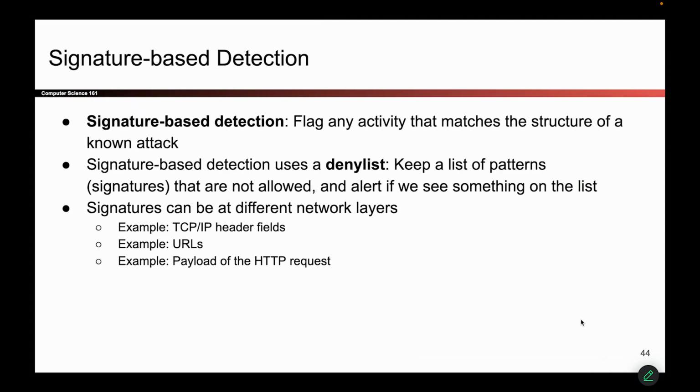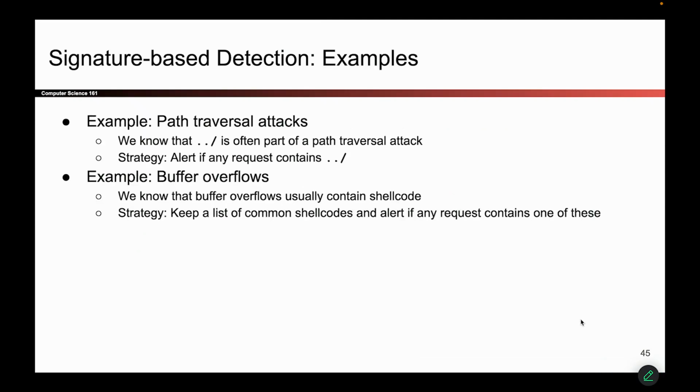So here are some examples. Going back to our path traversal attack example, we know that it seems like most path traversal attacks that try to go up one level and then come back down use that shorthand. So maybe our signature for path traversal is those characters. And if we see a request with them, we flag and say it's a path traversal attack. And if we don't see them, then we don't flag. That's one possible example.